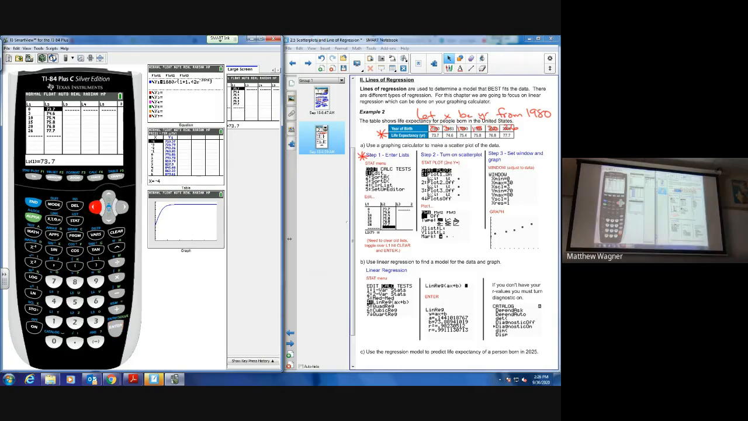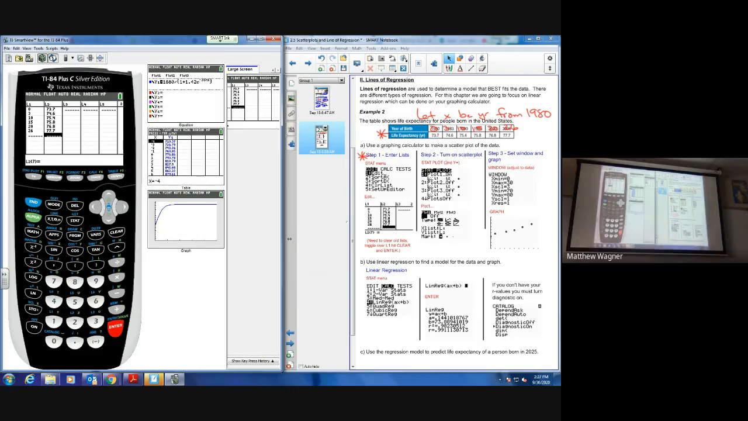Otherwise, let's say you had a typo on this one. If you hit delete, it will remove that entry. But you notice it just shifted everything down. So I'm going to have to retype in my information. So we have 74.6, 75.4, 75.8, 76.8, and 77.7. My apologies for that delay there. We now need to go on to the next step.